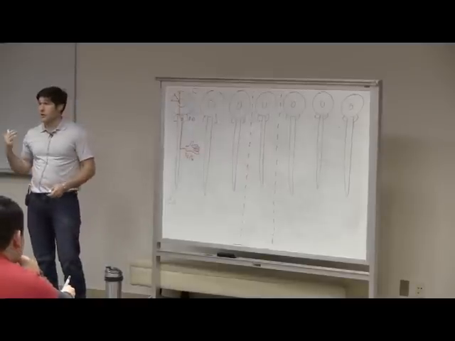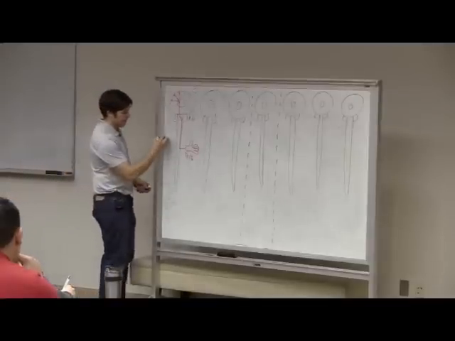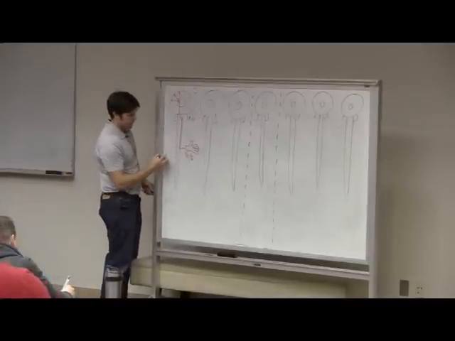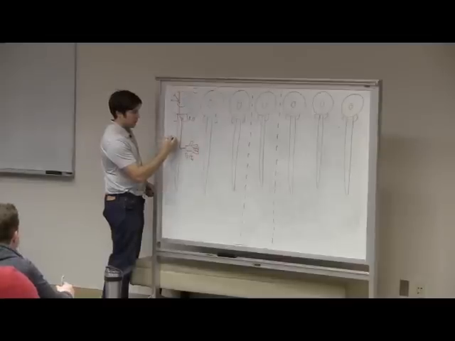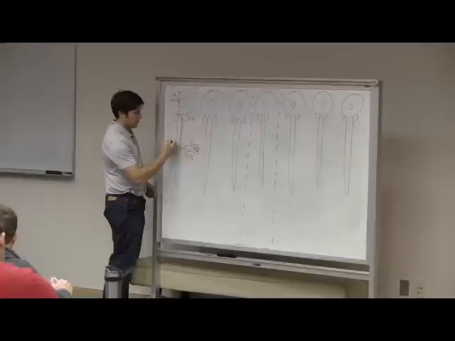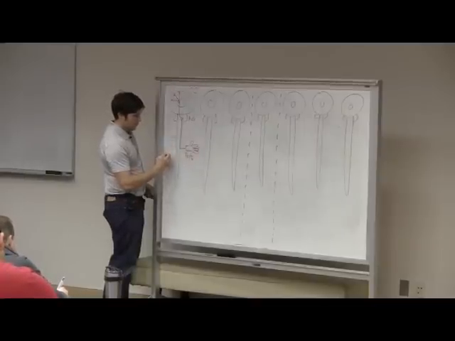Now these tracts are responsible for 3 types of information: kinesthetic, proprioception, 2-point touch, and vibration.